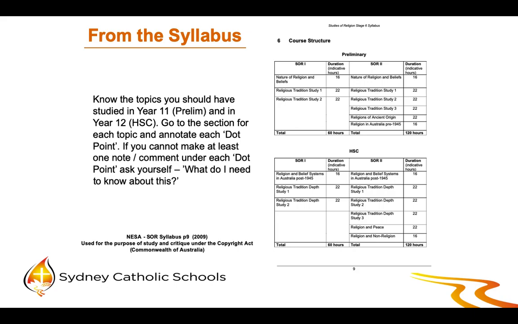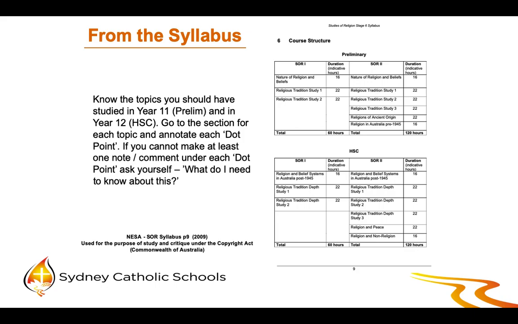Know the topics you should have studied in Year 11 Prelim and in Year 12 HSC. Go to the sections for each topic. You can annotate each dot point as part of your study regime either at home or school. If you cannot make at least one note or comment under each dot point, ask yourself, what do I need to know about this?